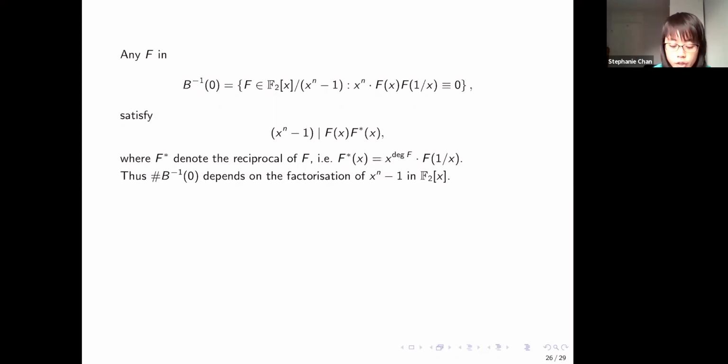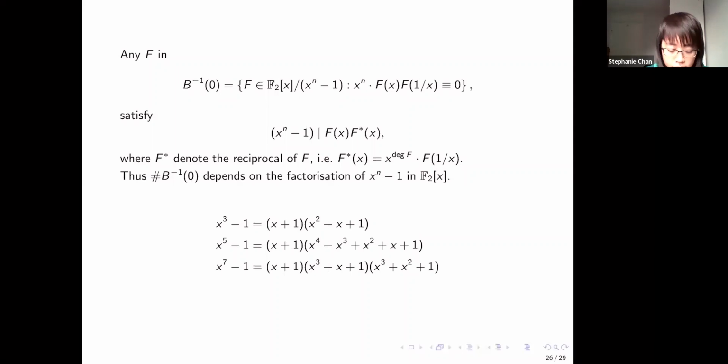So the reason that the order of 2 in the multiplicative group of integers mod n matters is because to count the number of polynomials, it depends on the factorization of x^n minus 1. And this factorization depends on the order of 2 in the multiplicative group of integers mod n.